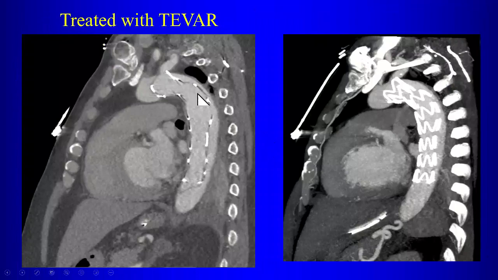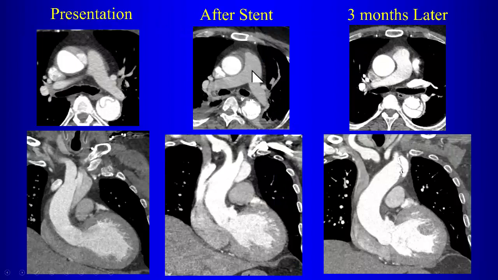And so the stent is placed there to cover the entry tear, and what happens, so here is when the patient presented, we can see the tear in the ascending aorta, here's some thrombus in this portion, we can see contrast, and then after placement of the stent, here's the stent, so the stent covers the entry tear, you can see how this area now is thrombosed, and the false lumen there has decreased in size, as it has thrombosed, and 3 months later it's completely healed.